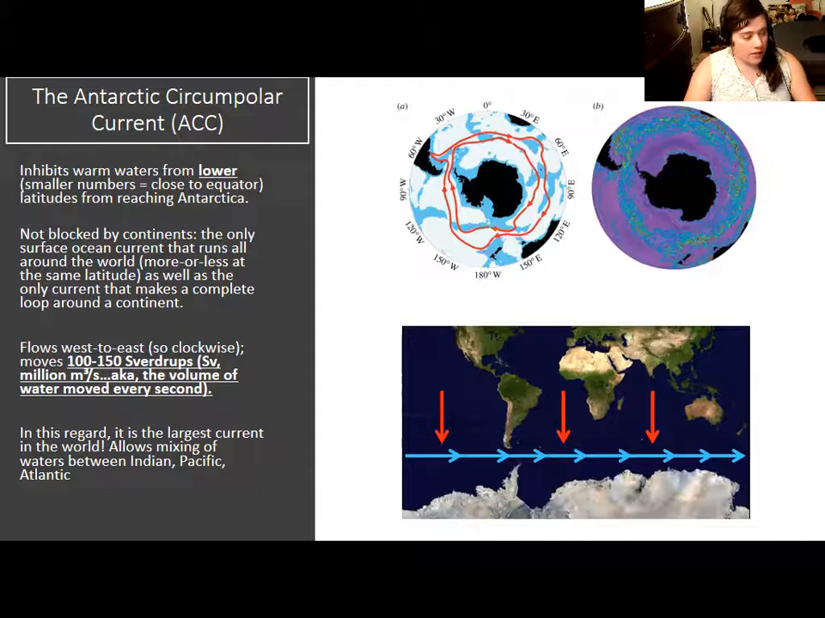And this is the only continent that has a current running all the way around it. It's the only current in the world that makes a complete loop. And it is moving fast.